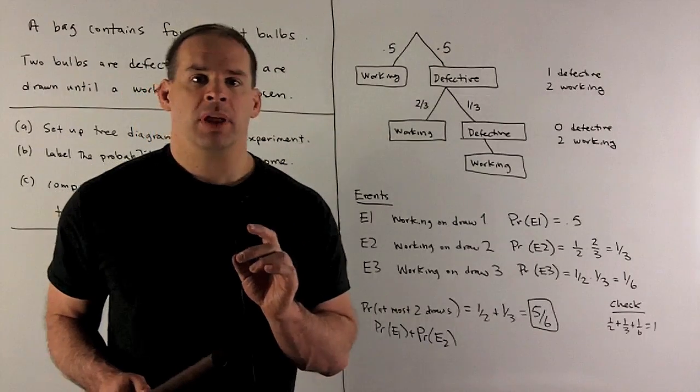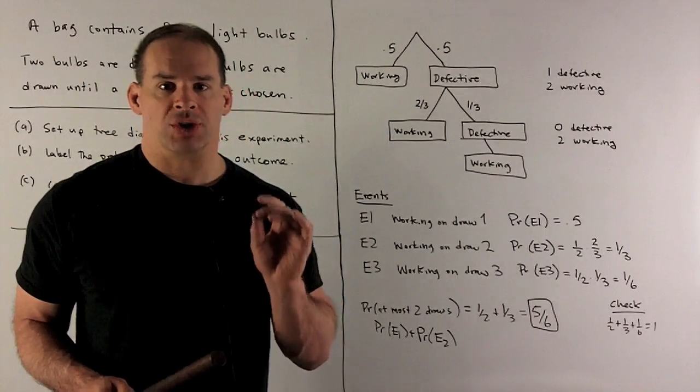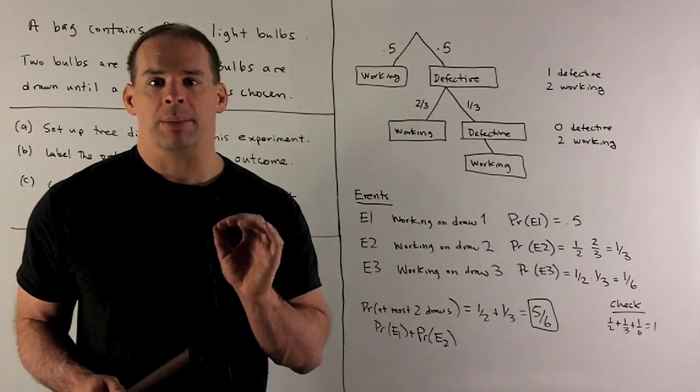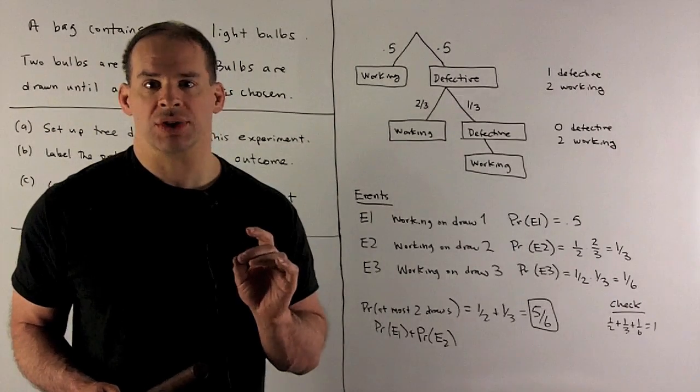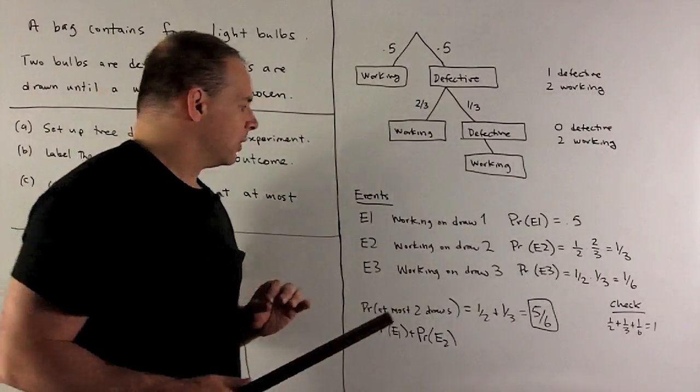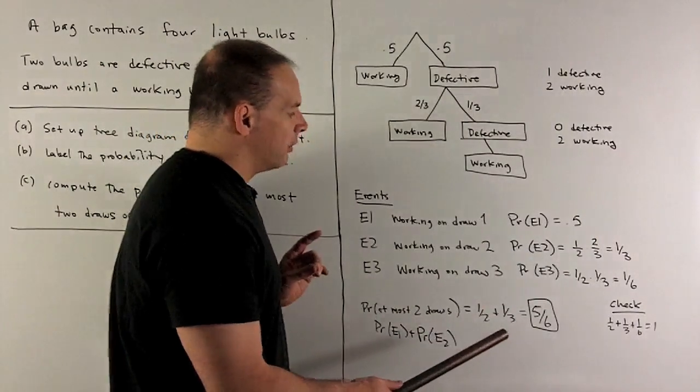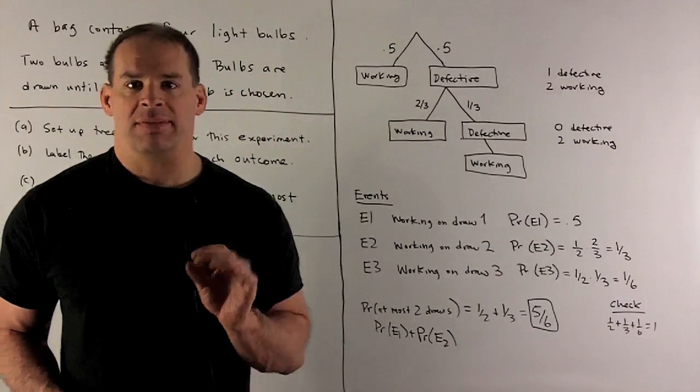Okay, last part, probability that at most 2 draws occur. So it's going to be the probability of having 1 draw or the probability of having 2 draws. So that's going to be, okay, we'll have 1/2 plus 1/3, and that gives me 5/6.